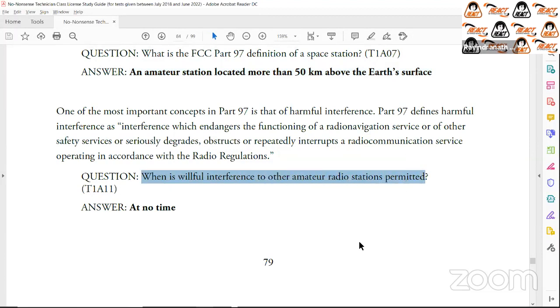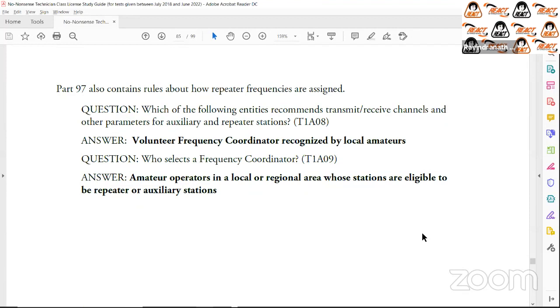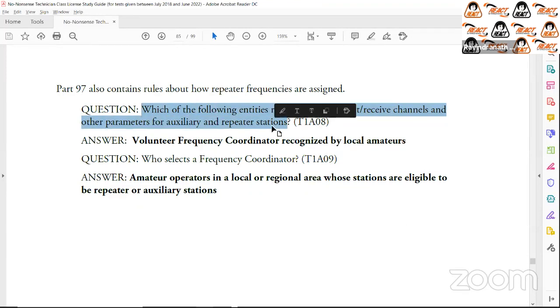Right, so a trick question. When is willful interference to other amateur radio stations permitted? When can you do it? The answer is at no time. Cannot do it.